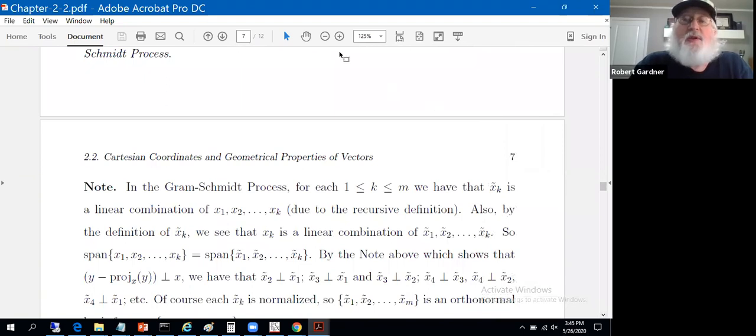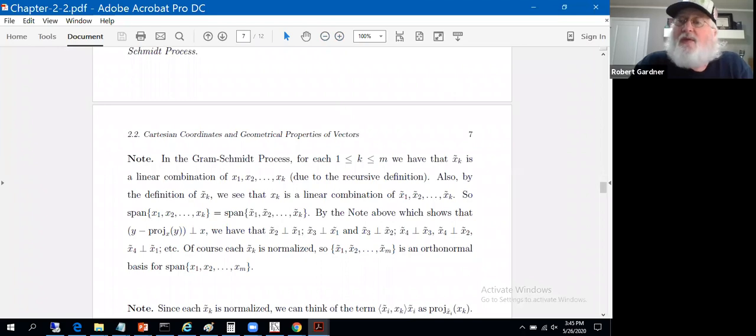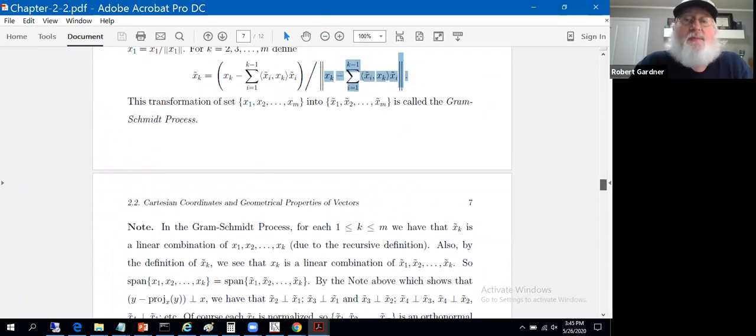Okay, let's actually shrink it down a little bit now. Let's try to get the computation in front of us at the same time as we have this little conversation. All right, for k from 1 to m, we have that x sub k tilde is a linear combination of x1 through x sub k. If I look at x sub k, indeed it's a linear combination of x1 through x sub k.